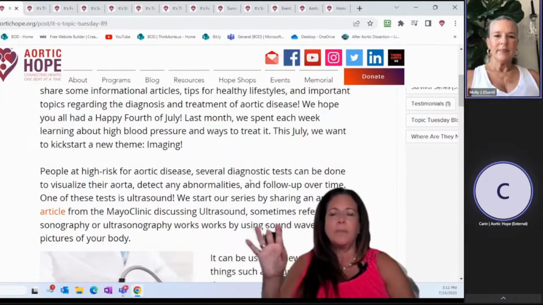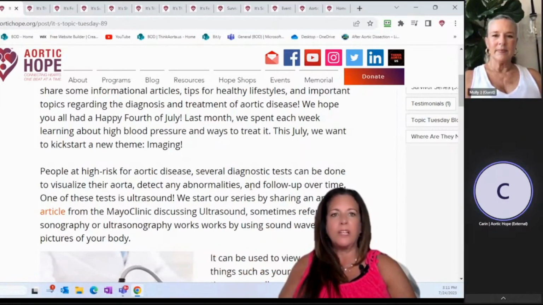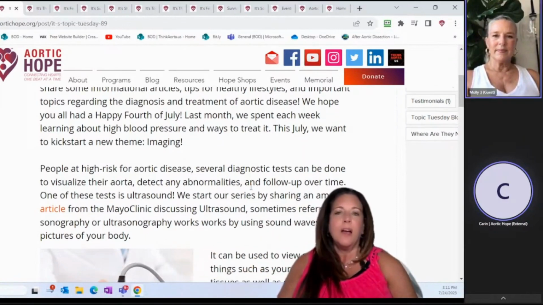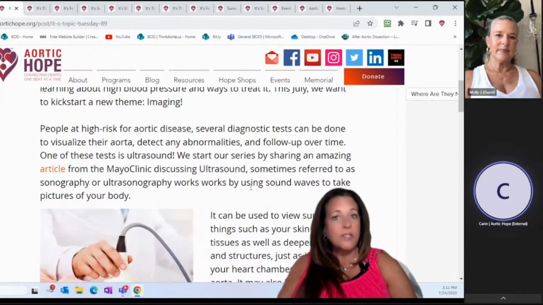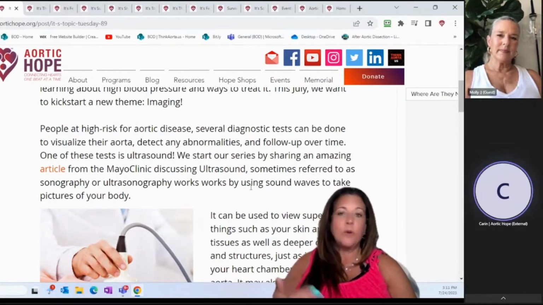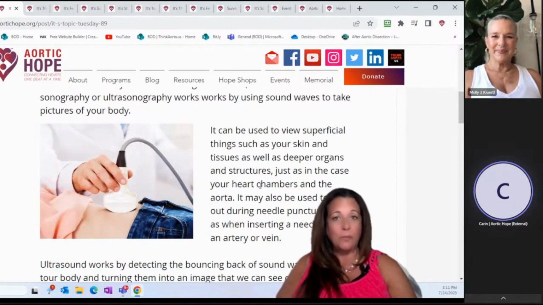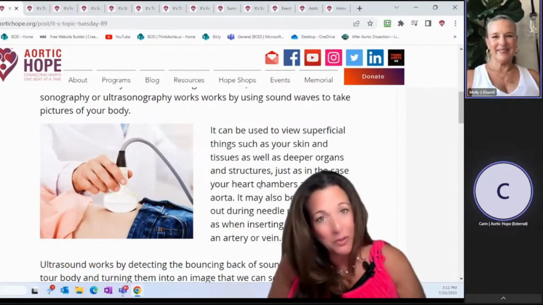But basically, Adam went through an article from the Mayo Clinic that talked about how ultrasound, sometimes referred to as sonography or ultrasonography, actually works by using sound waves to take pictures of your body. I don't know about you, but whenever I'm having an echo and I'm looking, you could tell me that I was pregnant and I probably would believe you.